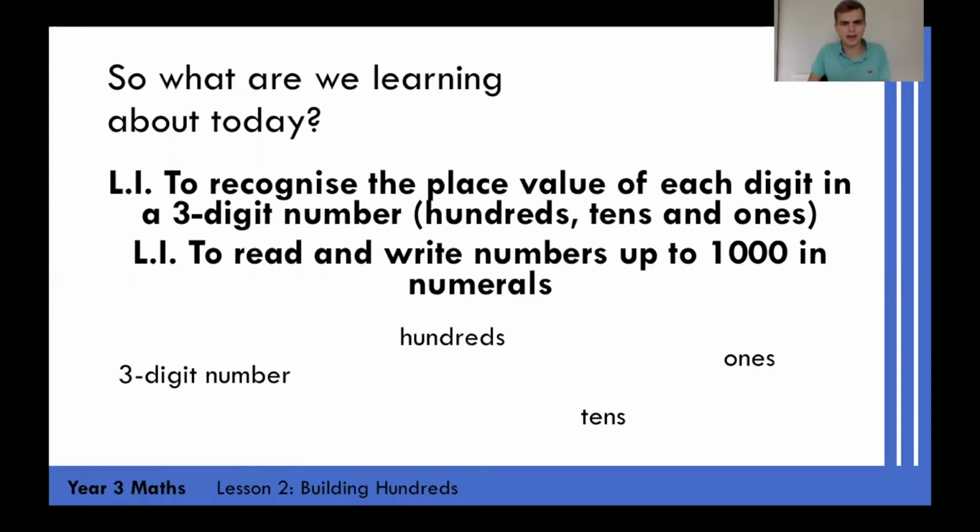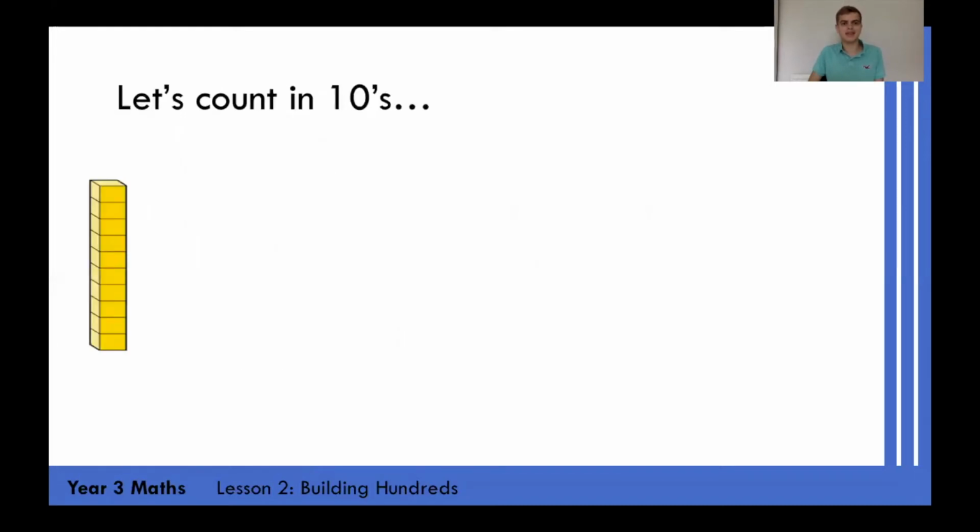Okay, so what are we learning about today? Like I said, we're going to be looking at 3-digit numbers, and we're going to be using hundreds, tens, and ones. And specifically today, we're going to look at what actually is 100. And obviously, we're going to need to know how to read and to write numbers up to 1,000, because we're going to be looking at 3-digit numbers. So we're going to look at 3-digit numbers using hundreds, tens, and ones. Fantastic. So let's count in tens first. So here I've got 10.